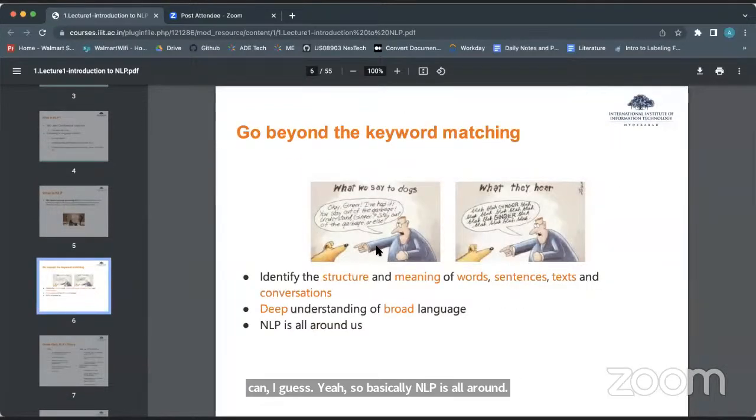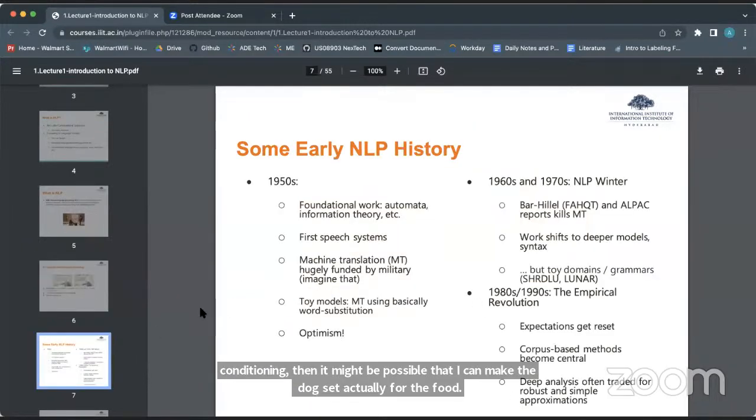There's a small meme here. You can see that we talk to dogs, right? But what I think is the dogs only understand the name of the dog. That's it. If the dog's name is Ginger, whenever I say Ginger, it gets activated, it gets happy, and then after that, it doesn't understand the language. Maybe we can also train the dog using keywords. If I say sit, if I do Pavlov's conditioning, then it might be possible that I can make the dog sit for the food. That is entirely different, but fine.